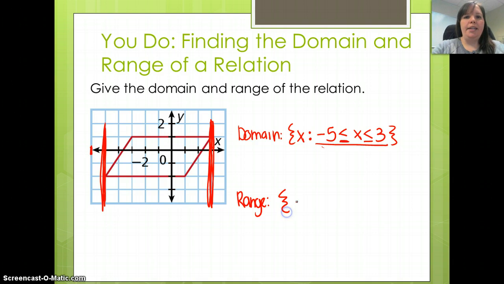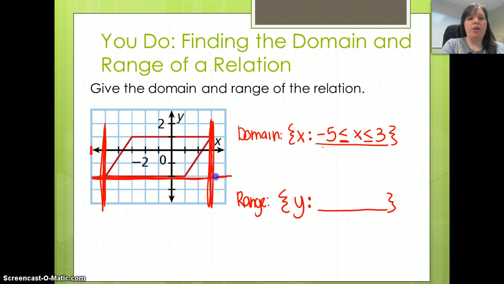For my range, again, y where? And then we fill in the blank. What are the possible y values? So if I look at y is -3, nothing there. Y equals -4, nothing there. When do I start seeing y values? Well, I don't start seeing y values that are on my graph, or part of my graph, until I get to -2.